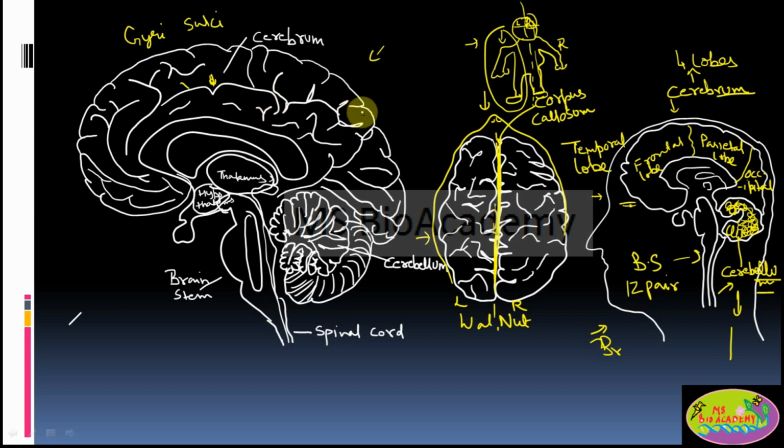Okay, so this is about this. Now here you can see this portion. Here I have written that this is the thalamus, and below this there is the hypothalamus.